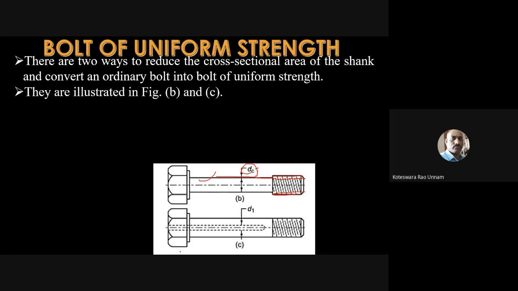Or else the other way is you can reduce the area. If you reduce the cross-sectional area, obviously the stress will increase. So here we reduce the area by doing like this.